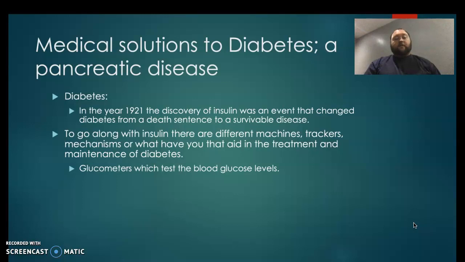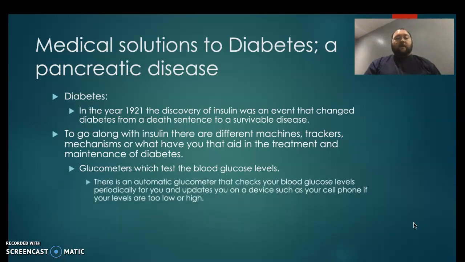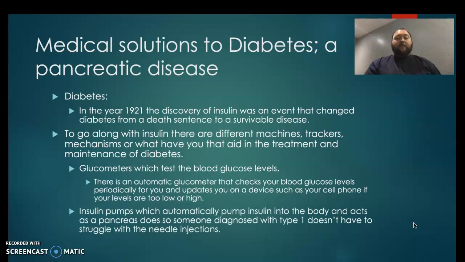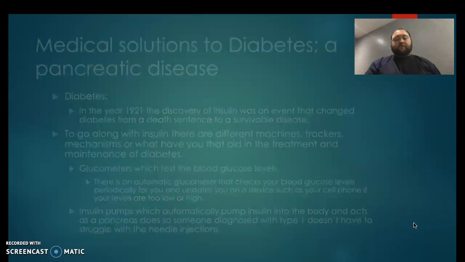For example, glucometers, which test the blood glucose levels. There is an automatic glucometer that checks your blood glucose levels periodically for you and updates you on a device such as your cell phone if your levels are too high or too low. Insulin pumps automatically pump insulin to the body and act as a pancreas does, for someone who is diagnosed with type 1 who doesn't have a working pancreas, and it helps so they don't have to struggle with insulin injections with needles.